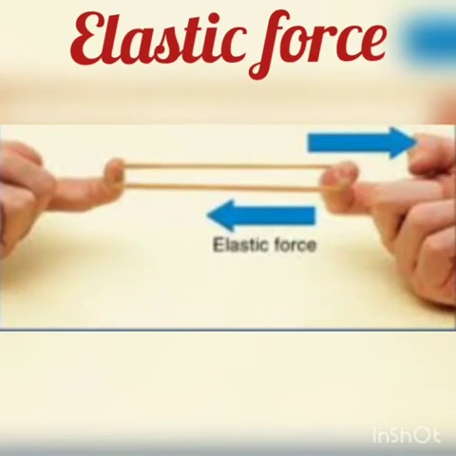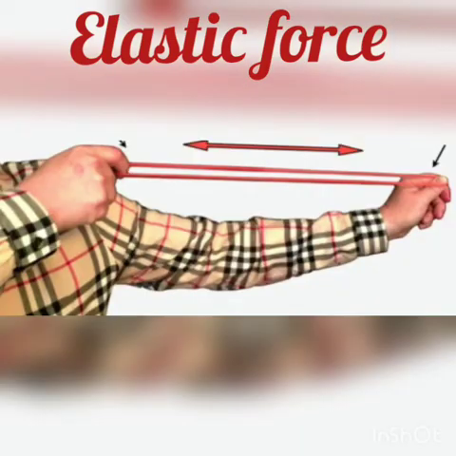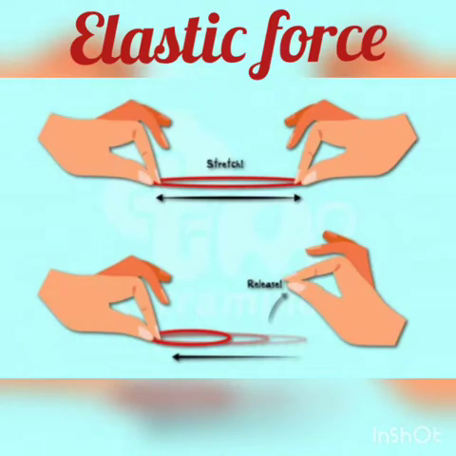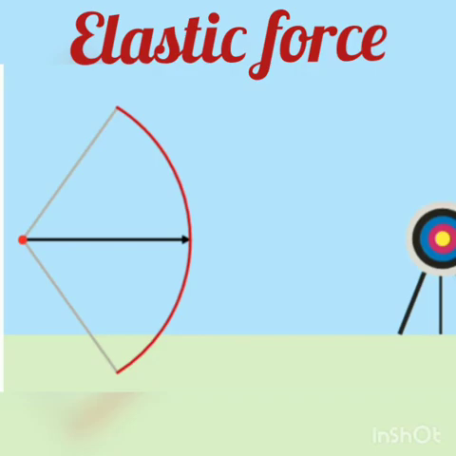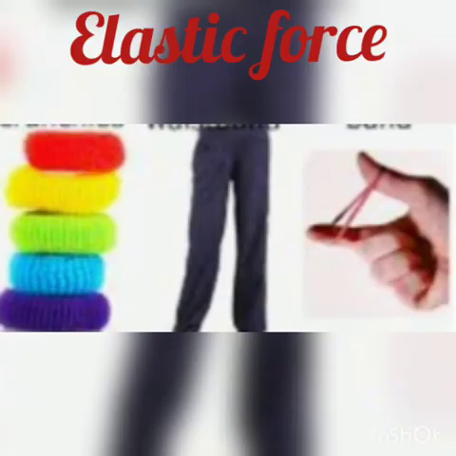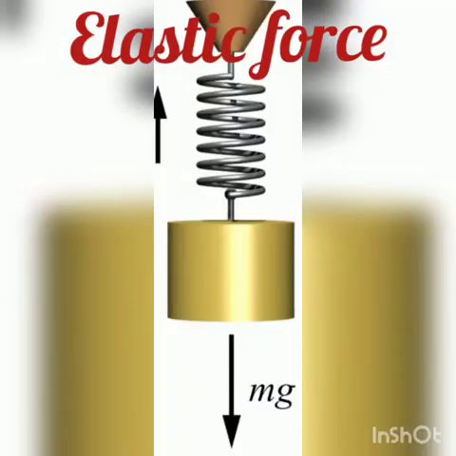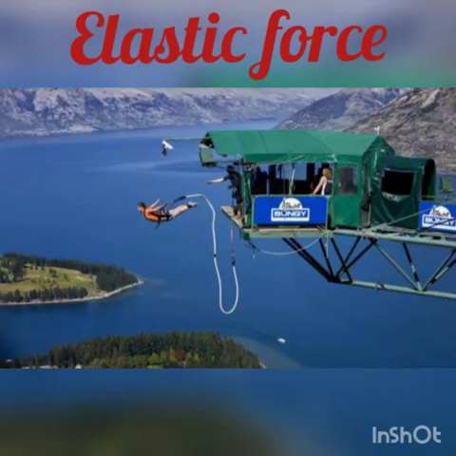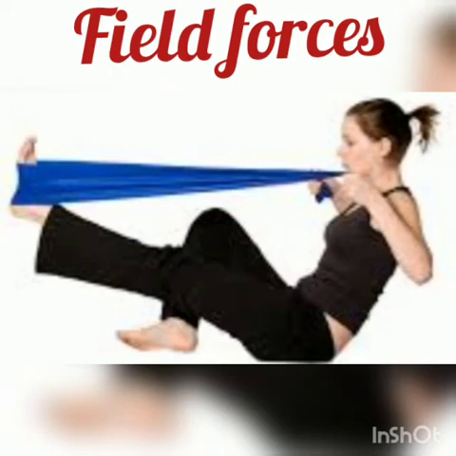Elastic force. When the rubber band is stretched, it resists the change in its shape. The rubber band exerts a force in the opposite direction called elastic force. The elastic force causes the rubber band to return to its original position. A bowstring, a rubber band, a spring, and a bungee jumping cord are examples of elastic force.